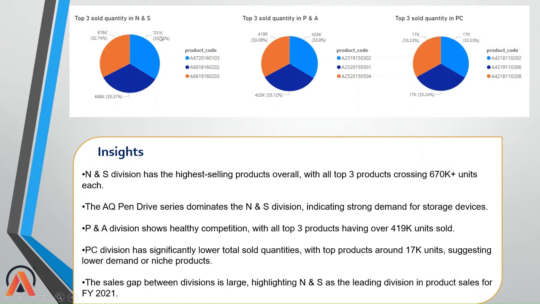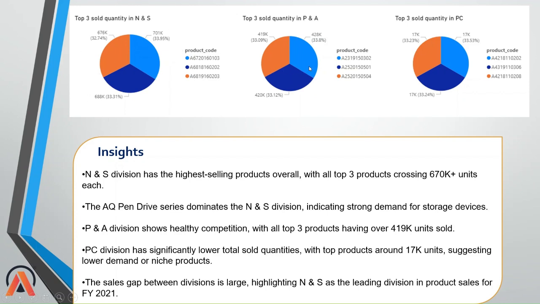So the insight we get from this is that the N&S division has the highest selling products overall, with all top 3 products crossing 670,000 units each. The AQ pen drive series dominates the N&S division, indicating strong demand for storage devices.